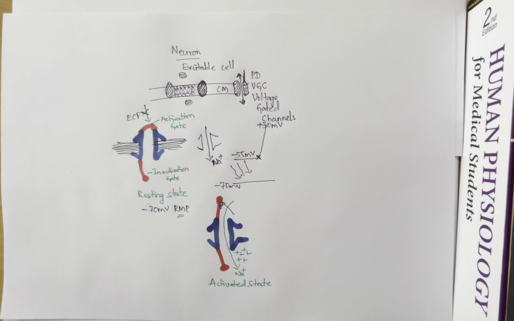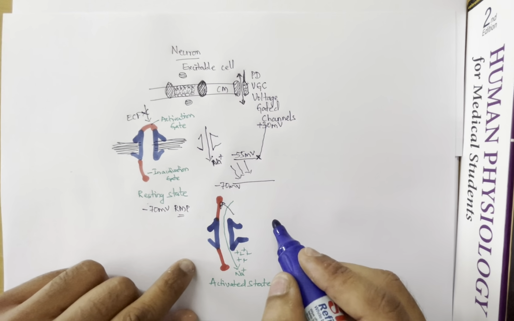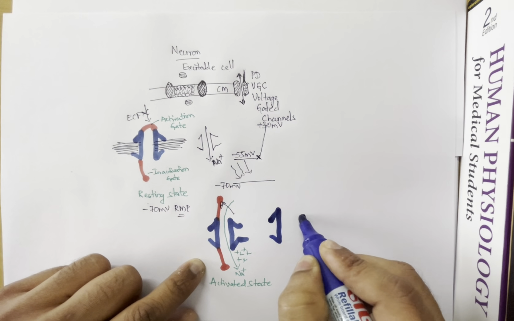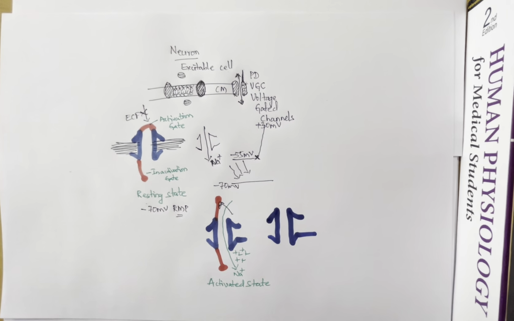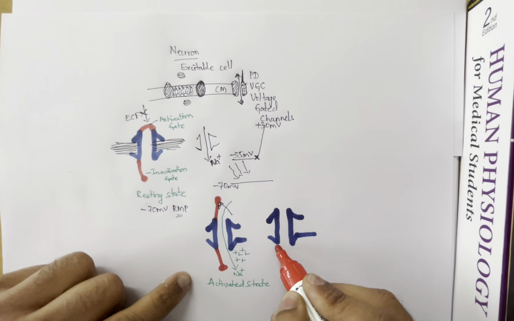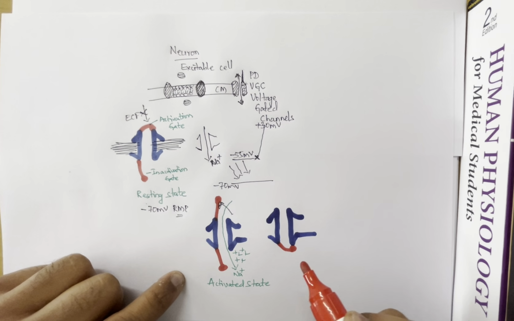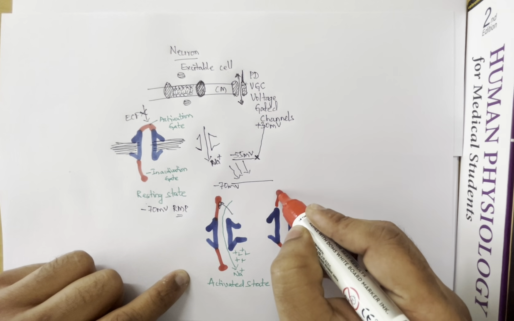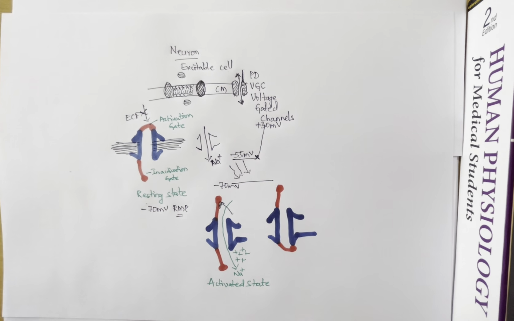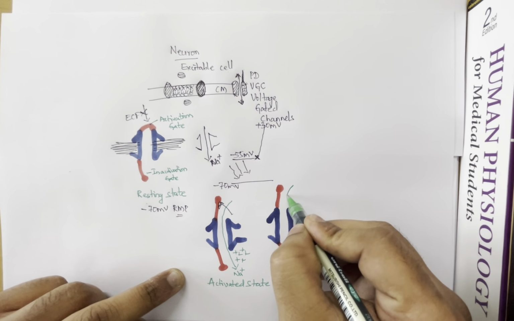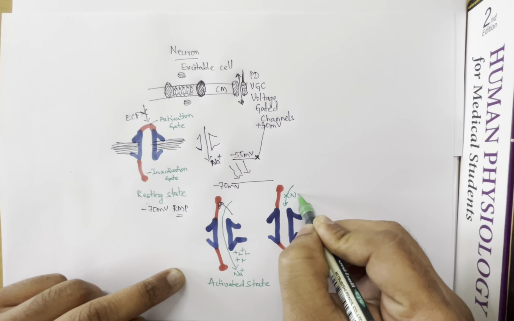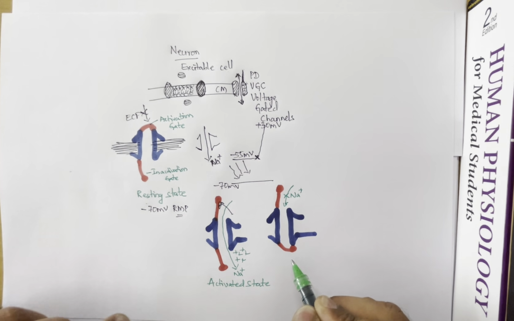So at plus 30 millivolt, what is happening? It is not going towards more and more positivity. By the time it reaches plus 30 millivolt, there are some changes happening within the voltage gated sodium ion channels. The inactivation gate closes. The activation gate is anyways open, but the inactivation gate closes. Because of this, the sodium cannot enter into the cell anymore.